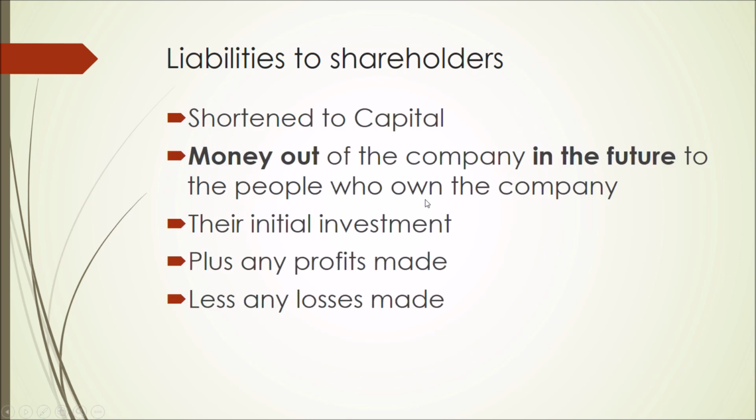Now, liabilities to shareholders. You'll see this is also shortened to capital or share capital. You'll also see the profit and loss account reserves sometimes in there. But basically, we've got to decide whether we've got money that's going to go out in the future to the people who own the company. You'll see a whole series of different words used for this, but this is going to be our liabilities to shareholders, and it's going to be money out to the shareholders in the future.